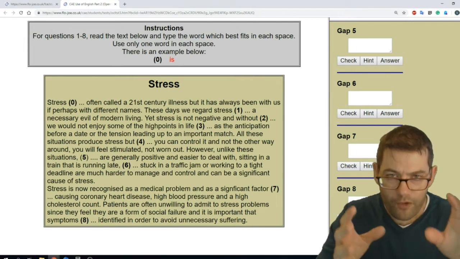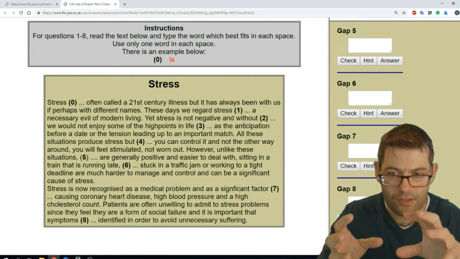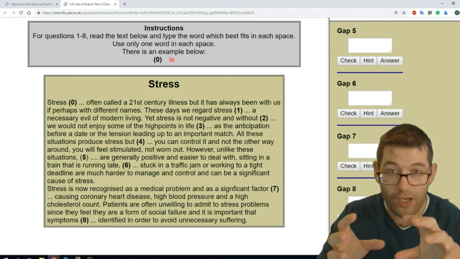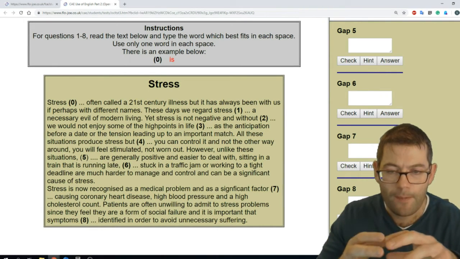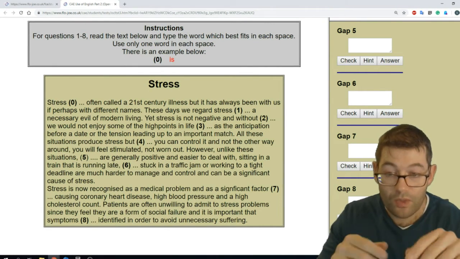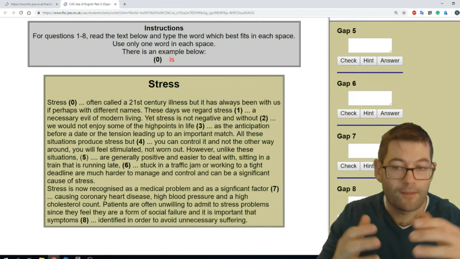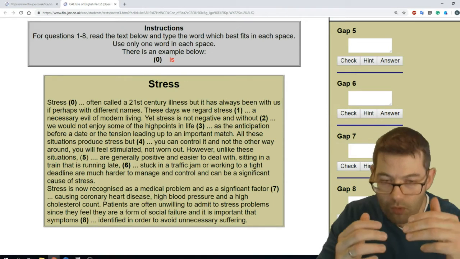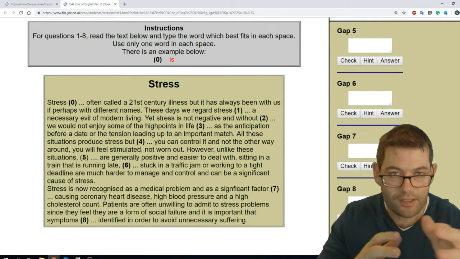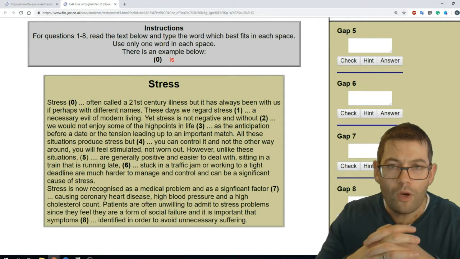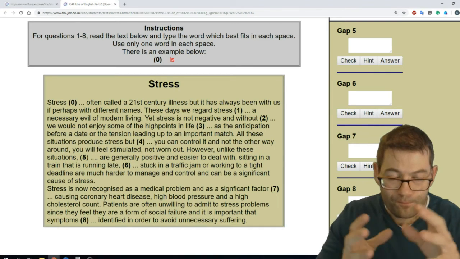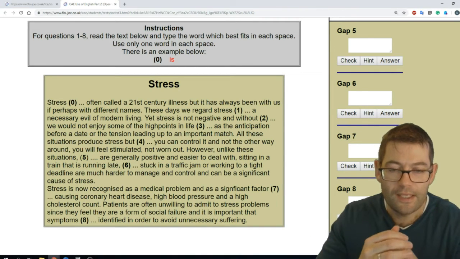So for number 6, we have to read the whole sentence with number 5 as well to get an idea of context. However, unlike these situations, which are generally positive and easy to deal with, sitting in the train that's running late, stuck in a traffic jam, or working to a tight deadline are much harder to manage, and so on. What we've got here is a list of things that's going on.